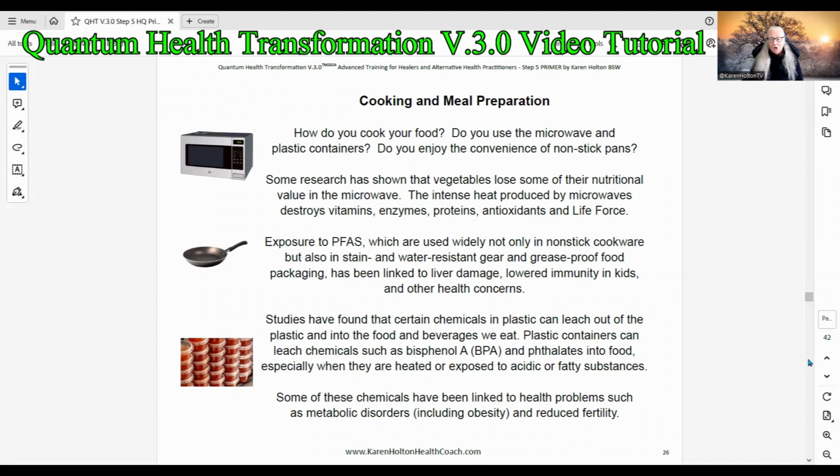Again, I would recommend you go back and preview the information from step 6, part 2. Actually do part 1, part 2, and part 3 to get more detail on this. So consider how you're cooking your food.